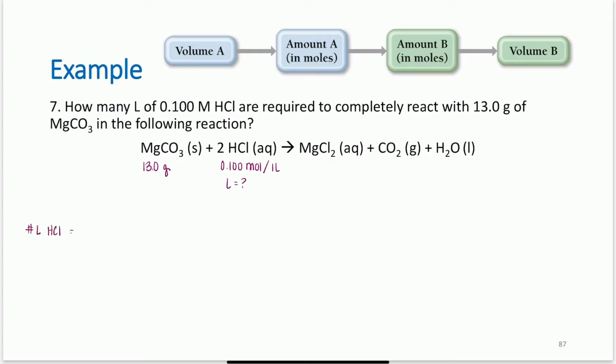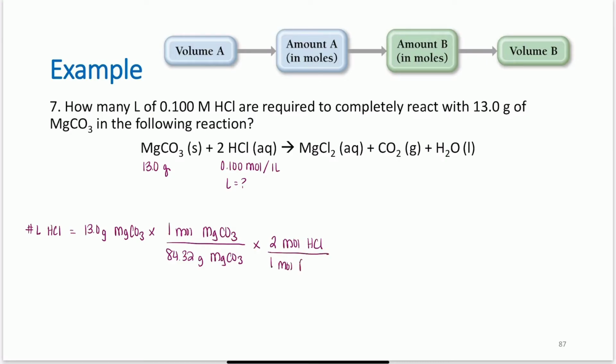So number of liters of HCl, I'm trying to completely react 13 grams of magnesium carbonate. Convert that to moles of magnesium carbonate. Add up the molar mass, and you should find the molar mass to be 84.32 grams per mole. The equation is balanced. You should always check that, but the equation is balanced, which makes my life easier. We've got 2 moles of HCl for every 1 mole of magnesium carbonate.